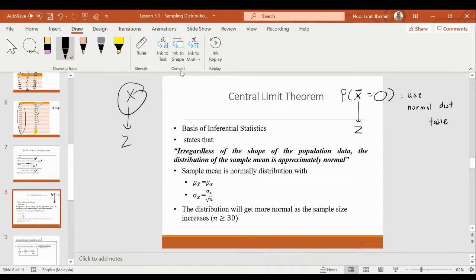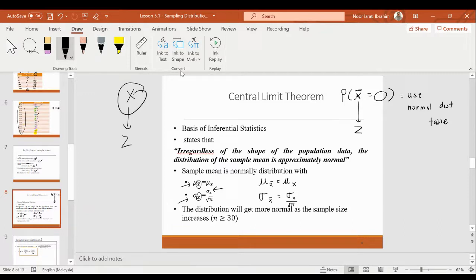So the sample mean is normally distributed with the mean. To get the mean of x bar, it will be equal to the mean of x, the mean of the population. But to get the standard deviation of x bar, the formula will be the standard deviation of the population divided by the square root of n, the sample size. So the mean of x bar is equal to the mean of the population, and the standard deviation of x bar, the sample mean, is the standard deviation of the population divided by the square root of the sample size n.